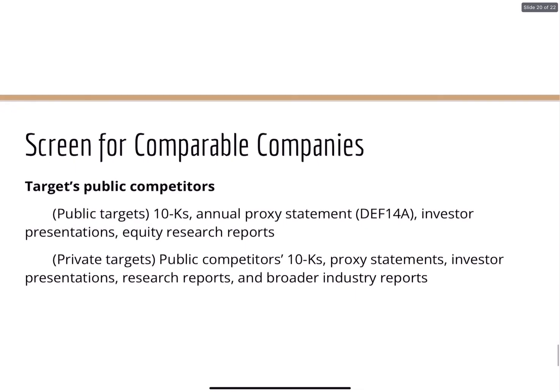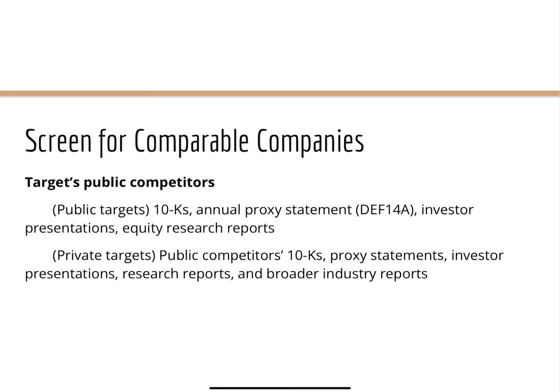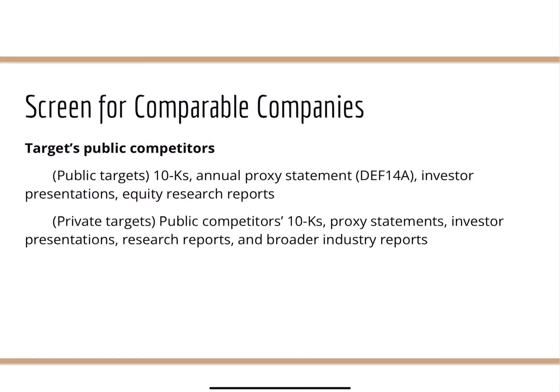So after we study the target and identify some key characteristics, here finally comes the selection of the comparable companies. First, it starts with examination of the target's public competitors because they share the business and financial characteristics we discussed before, and opportunities and risk. For a public target, we usually check their 10-Ks, annual proxy statements, investor presentations, and equity research reports for their primary competitors. For private targets, we can check their public competitors' documents if they have public competitors, and some other industry reports or research reports for their public competitors.